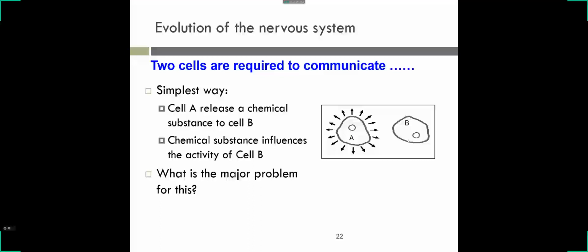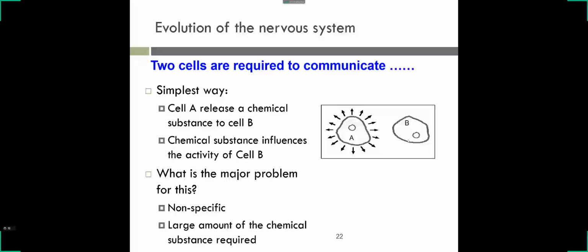So what is the major problem for this simple way of communicating? It's nonspecific, okay? So the chemical isn't just for cell B. It could be recognized by many other different cells. And a large amount of this message or chemical would be required for cell B to feel it, right? To experience it.